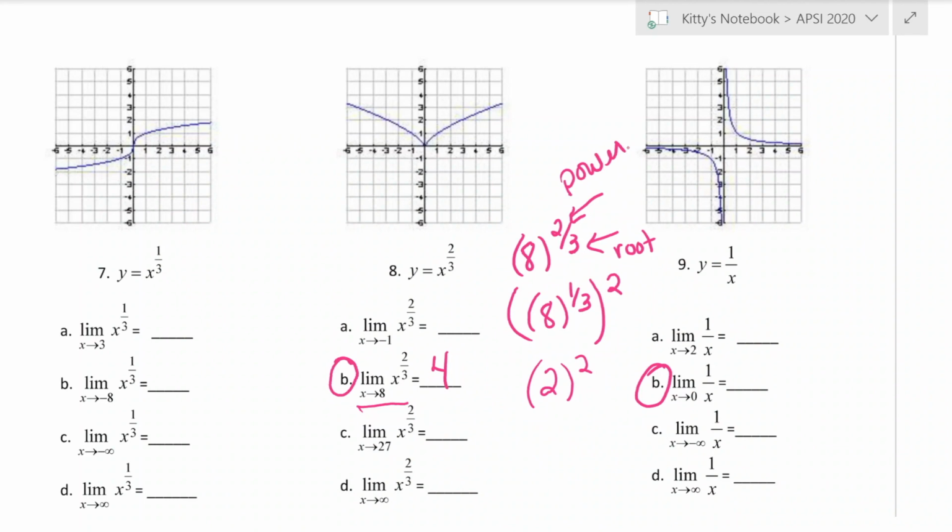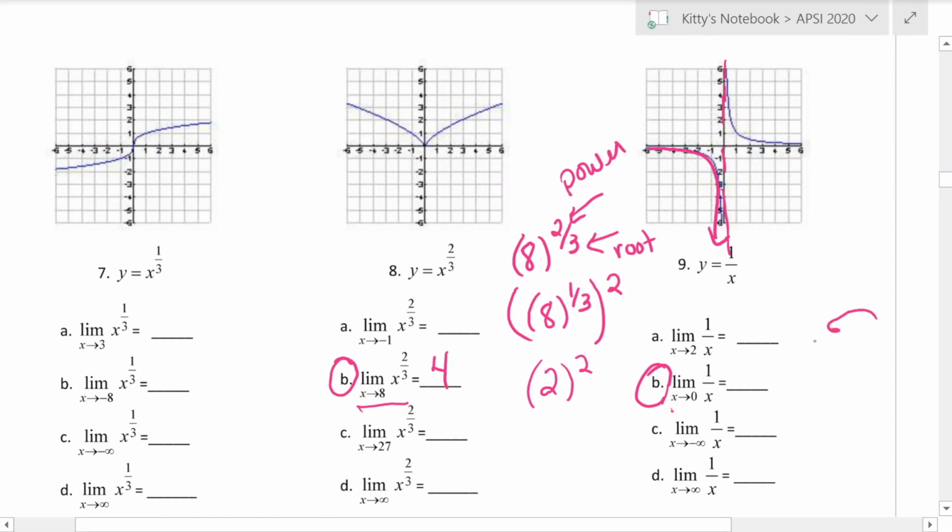Okay? And then on number 9, it says what's happening as you go to 0. Okay, so let's say this correctly. So the limit as x approaches 0, and if there's not a plus or minus, that means from both sides. So where is 0? Here's 0. If you come in from the left, you go down forever.